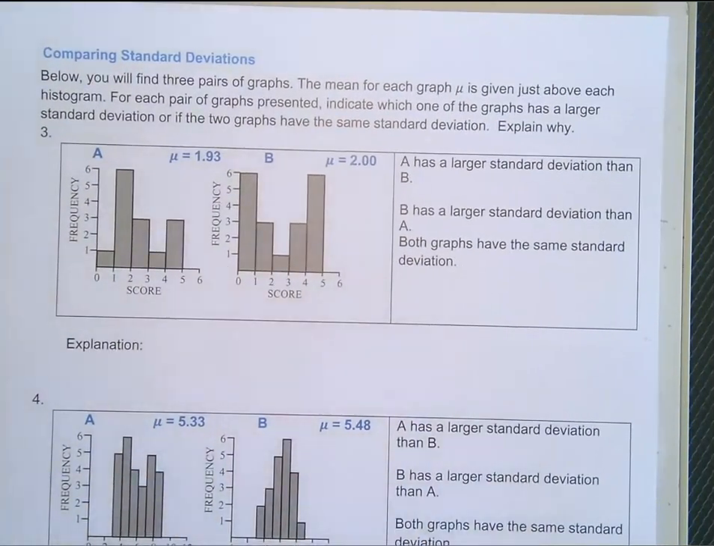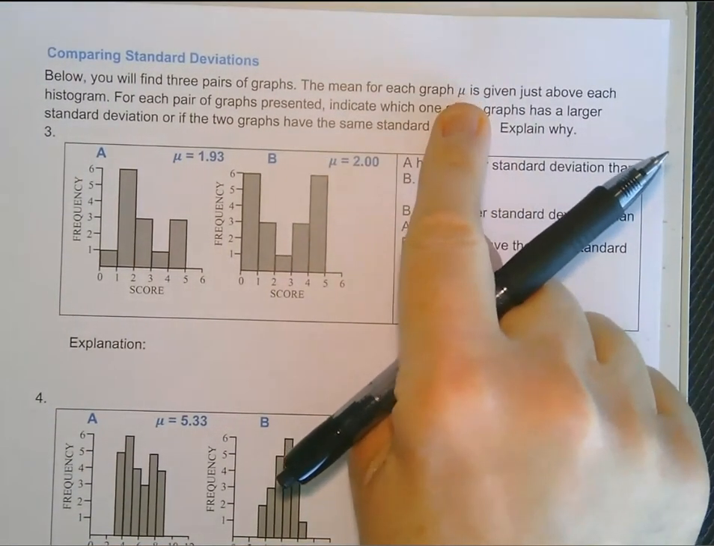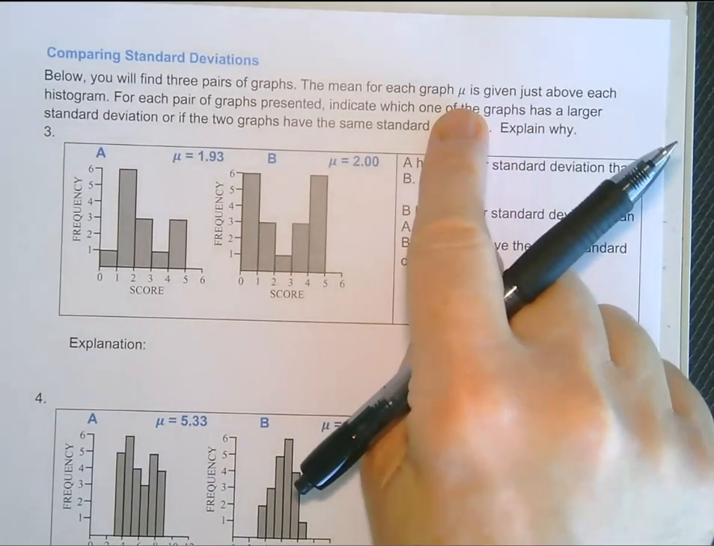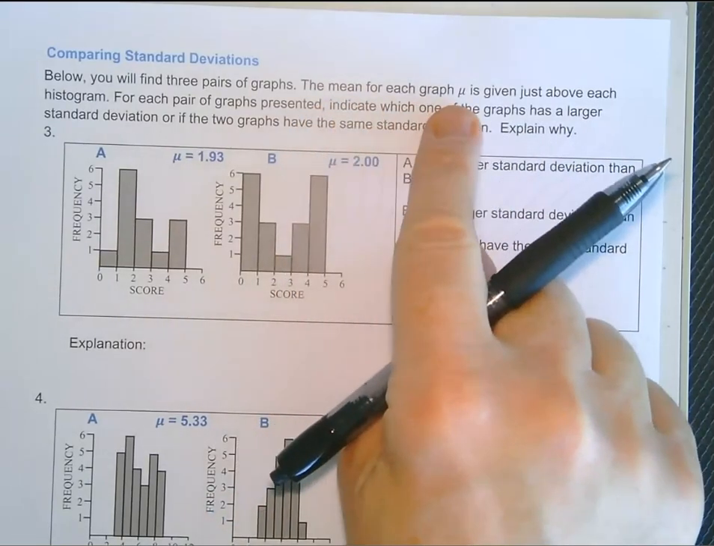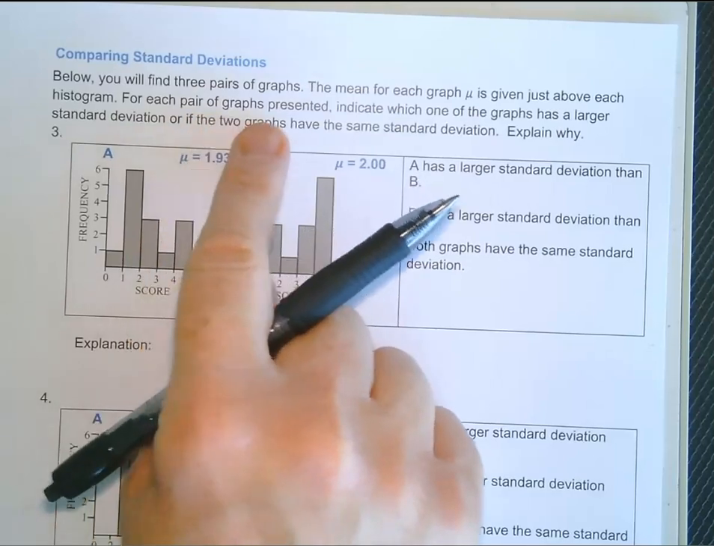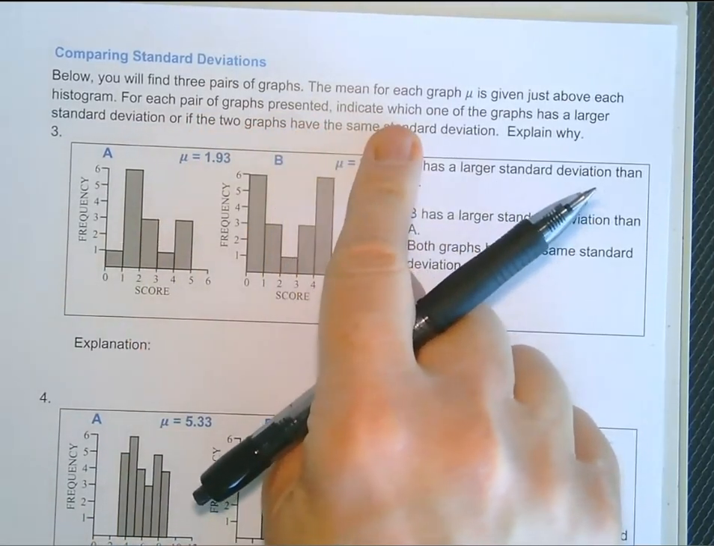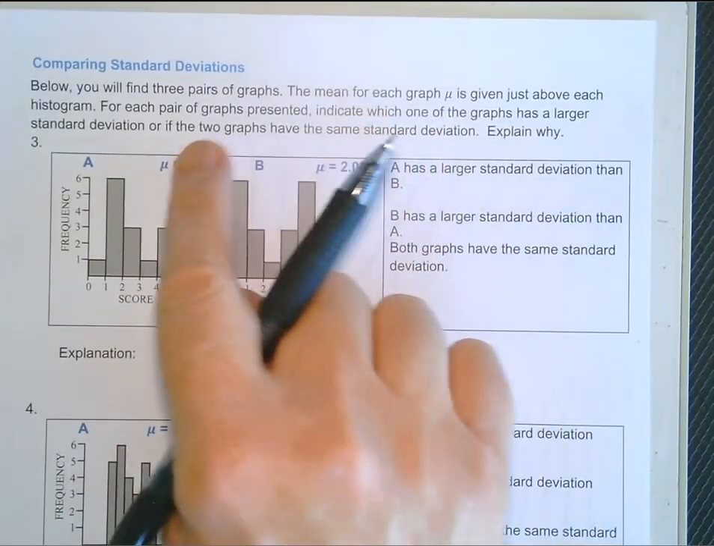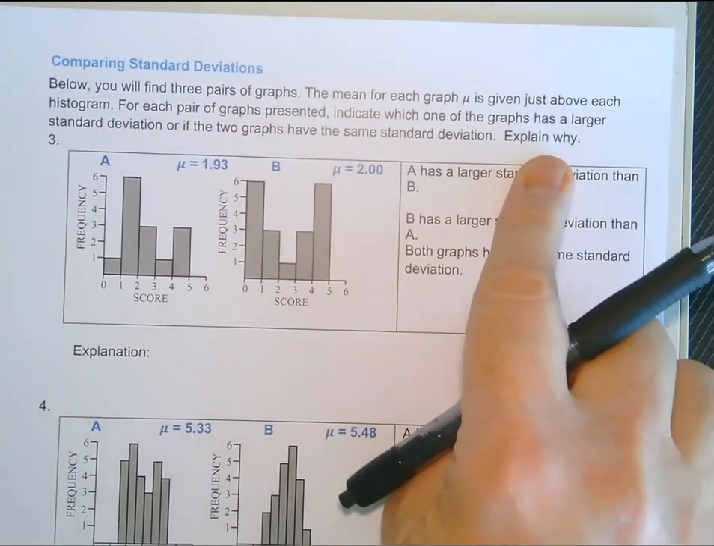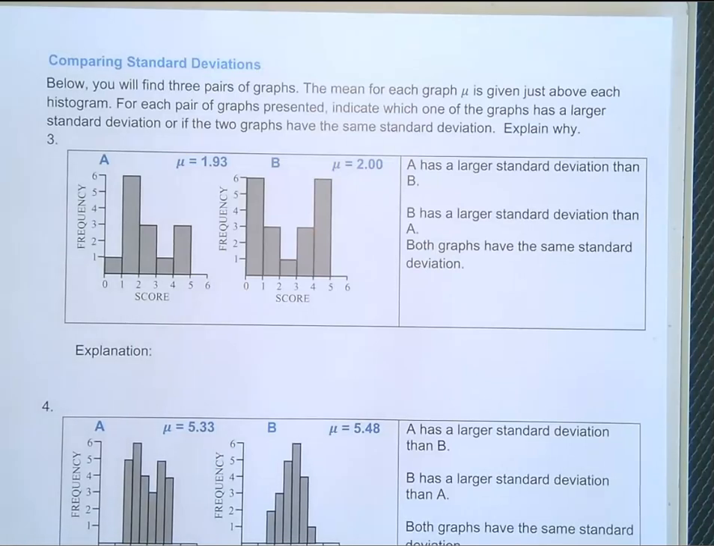Comparing standard deviation. So below you'll find 3 pairs of graphs. The mean for each is mu, right? That looks like a fancy M. Mu is a Greek letter. So the mean for each graph, mu, is given just above each histogram. For each pair of graphs presented, indicate which one of the graphs has a larger standard deviation, or if the 2 graphs have the same standard deviation, and explain why.